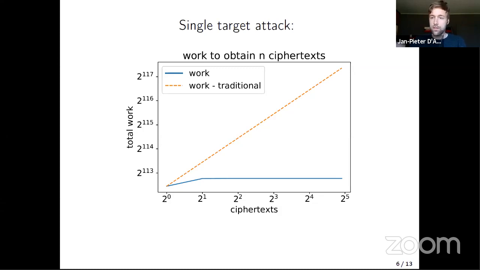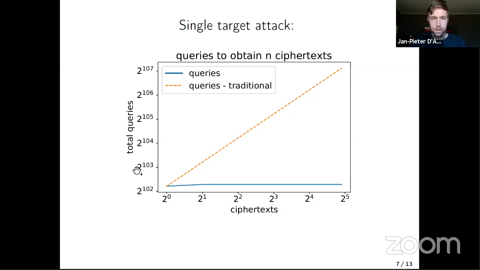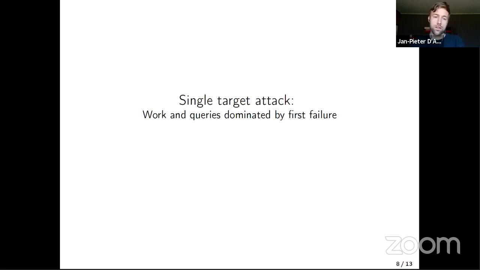In this work, we show that the information from previous failures that you found gives you some direction of where the secret is. This can be used to more efficiently search for new failures. As you can see on this slide, the work is essentially dominated by the first failure. So you find the first failure, and then finding subsequent failures is much cheaper. Essentially, you get the rest of the failures for free. And this is the same for the queries, the number of queries that you need to do through the decryption oracle. So in a single target attack, we can say that the work and the number of queries that you need for this attack is completely dominated by finding the first failure.